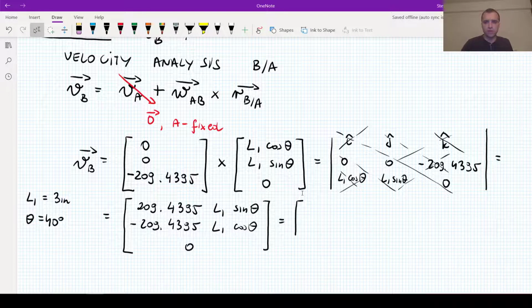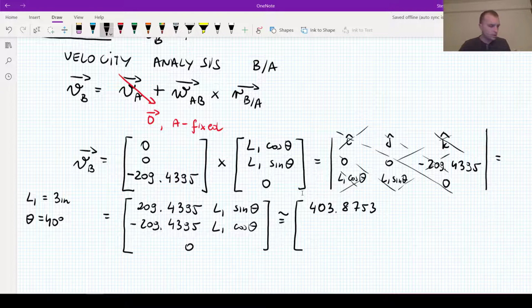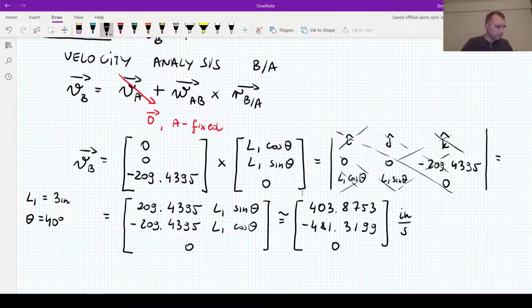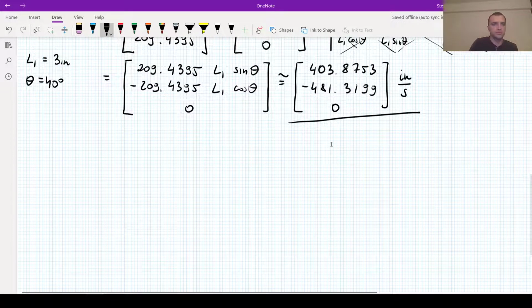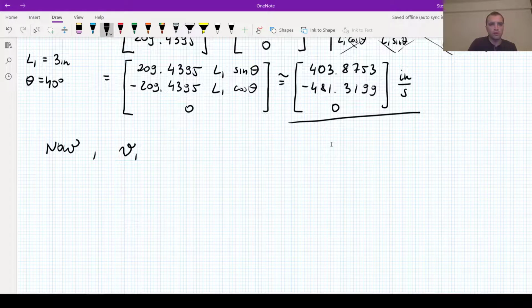So if you plug in values and grab your calculators, you will obtain that VB is equal to approximately 403.8753, minus 481.3199, and 0 inches per second. Okay, we found VB. This is our VB. Now let's find VD. Now we are able to find VD.